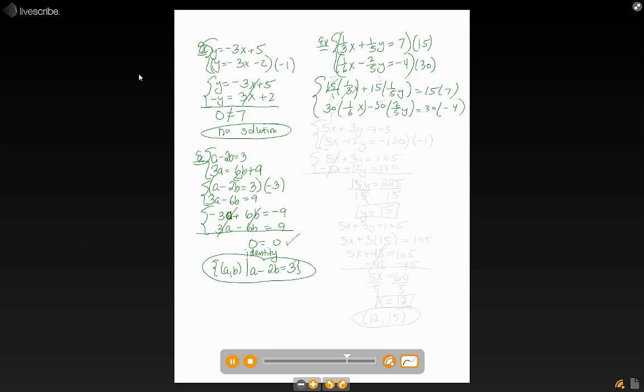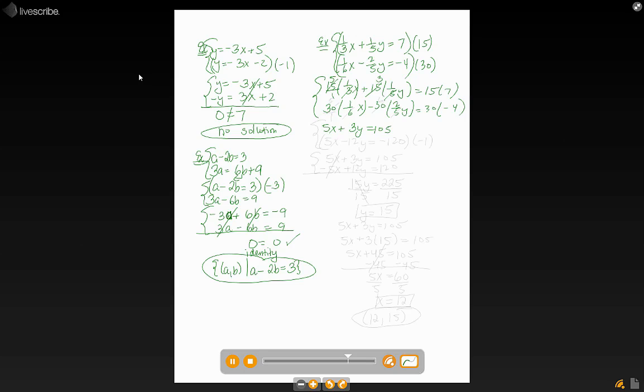Remember the 15s are upstairs. So 3 goes into 15 5 times, and I get 5x. 5 goes into 15 3 times, so I get plus 3y equals, what's 15 times 7? 35, carry the 3, 105. So that's the first equation. It's much prettier than it started off.